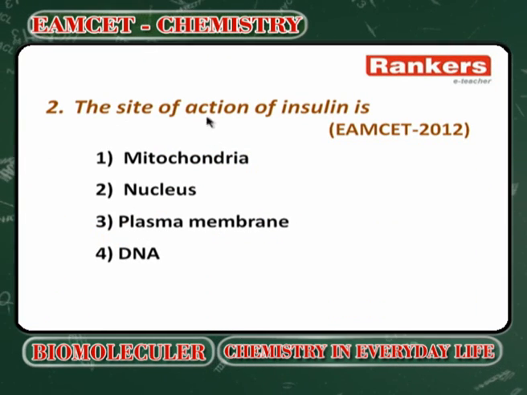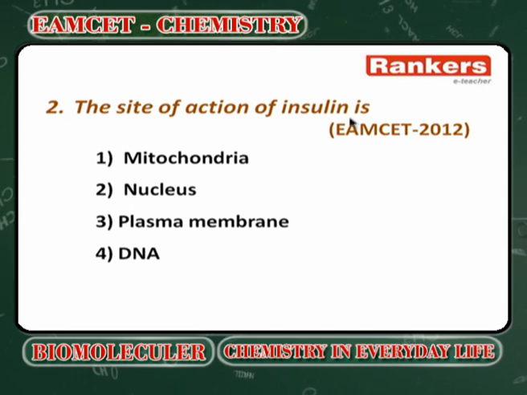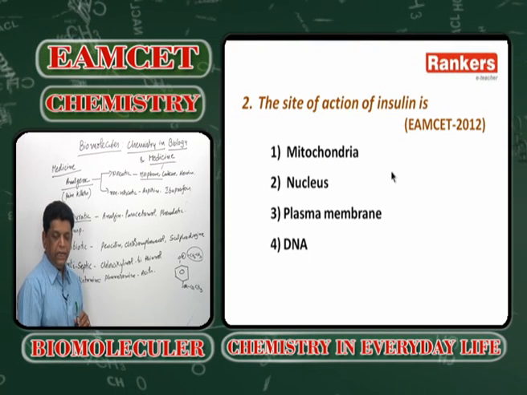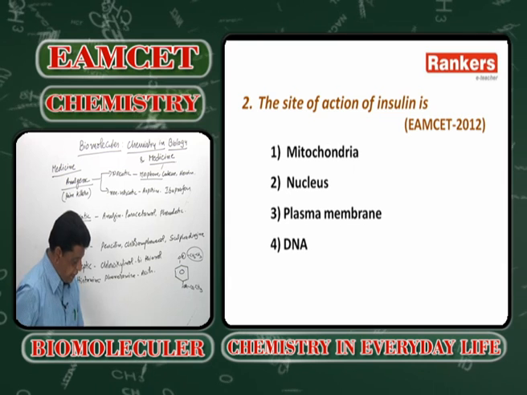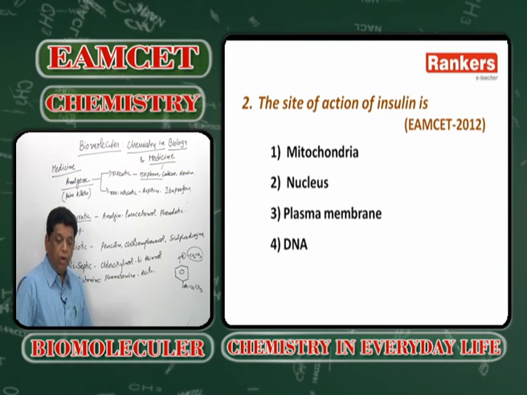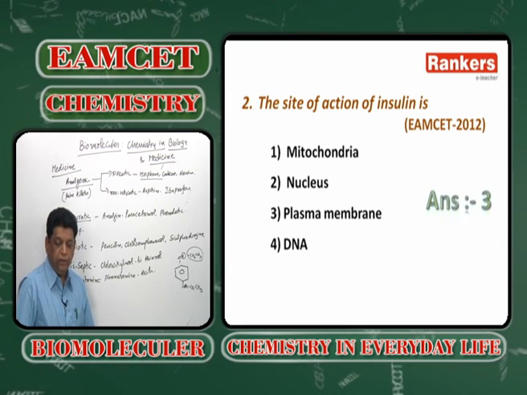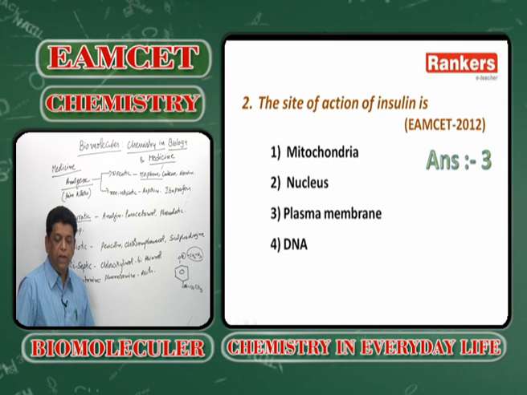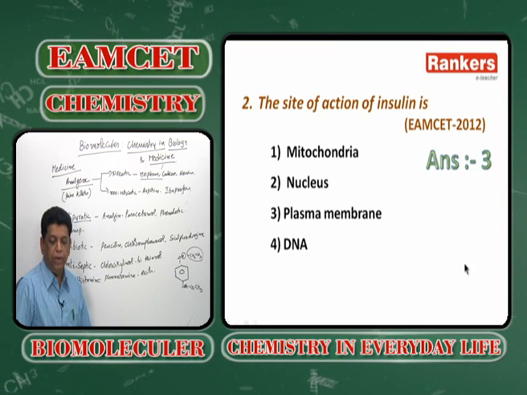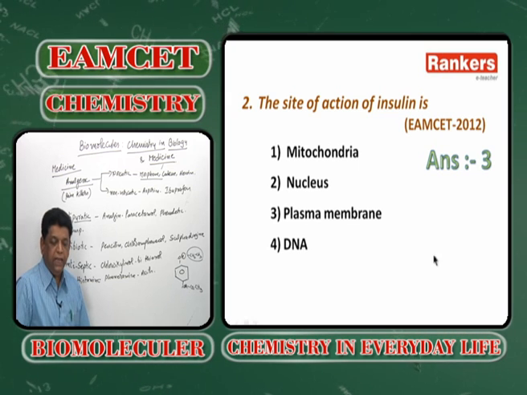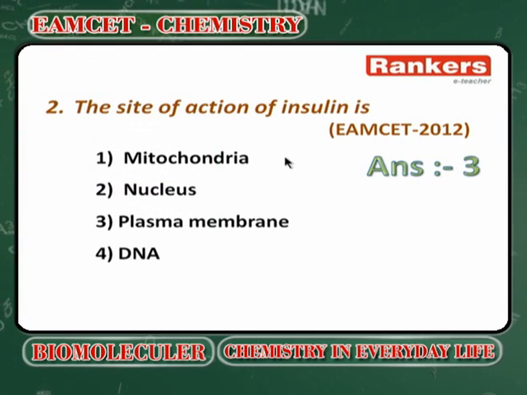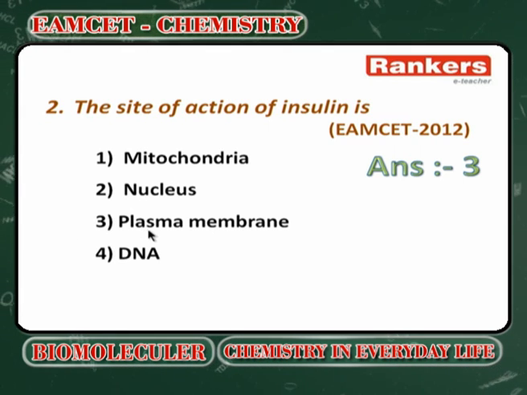The site of action of insulin is, where it is working, isn't it? Insulin is a hormone from a ductless gland. So, therefore, it goes into the bloodstream, it is into the plasma membrane, it is working. So, answer 3 is the right answer. Hormones by definition are the secretions of ductless glands. So, therefore, it goes into the bloodstream and works at the membrane. Next.